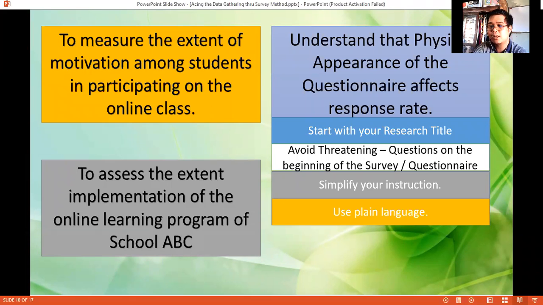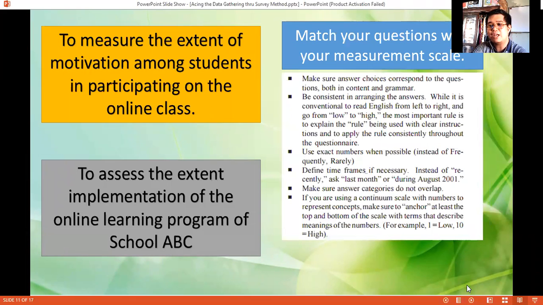Now, so, match your question with your measurement scale. Match your question with your measurement scale. Punta kayo ngayon sa inyong objective. Tignan ninyo, level of effectiveness. Measure the effectiveness. Ano yung magiging number 4 mo kung ikaw ay may 1 to 4 scale? Ano magiging meaning ng number 4 mo kung ikaw ay may 4 scale? Sige nga, kung ang mini-measure mo ay level of effectiveness, ano yung magiging description mo sa number 4 kung may 1 to 4 kang scale? Sige nga.